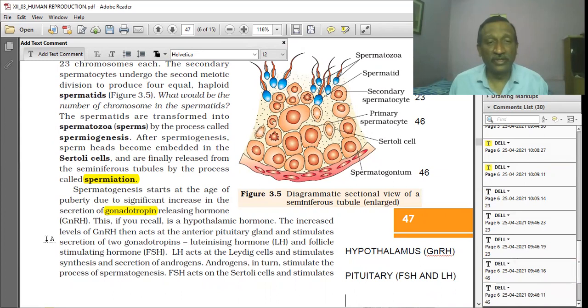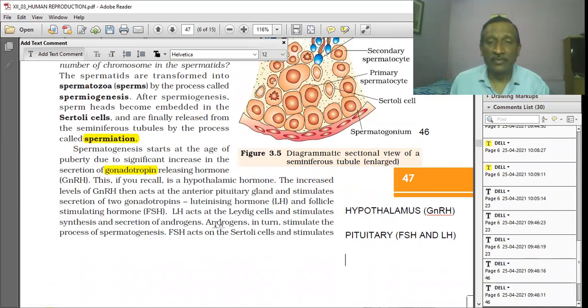So the gonadotropin releasing hormone, GnRH, if you recall, is a hypothalamic hormone. Increased level of GnRH then acts on the anterior pituitary gland and stimulates the secretion of two gonadotropins, the luteinizing hormone and the follicle stimulating hormone. Now let us see what happens with the luteinizing hormone. Luteinizing hormone acts on the Leydig cells and stimulates the secretion of androgen.